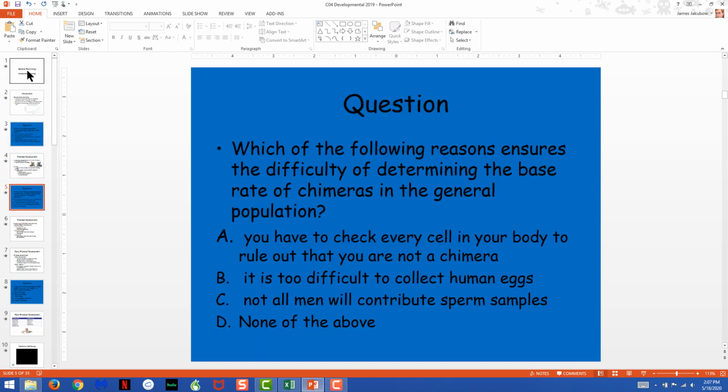Which of the following reasons would ensure the difficulty of determining the base rate of chimeras in the general population? And the correct answer here is A. You have to check every cell in your body to rule out that you're a chimera.